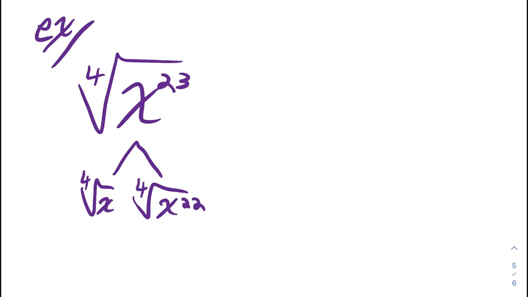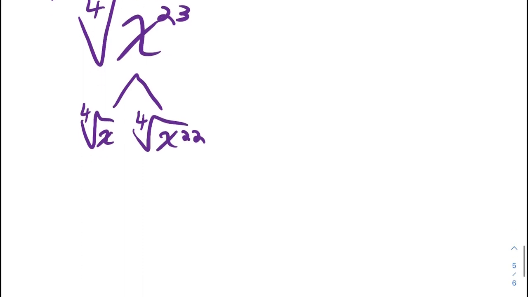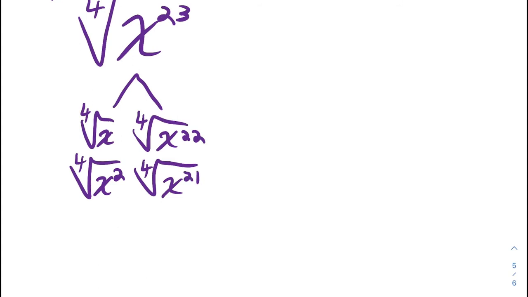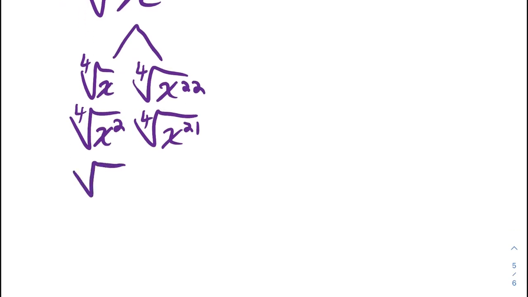1 plus 22 is 23, but that doesn't work because neither 1 nor 22 is divisible by 4. So I'll try the fourth root of x squared times the fourth root of x to the 21st. And that one doesn't work either because, once again, neither 2 nor 21 is divisible by 4. So I keep going and I look at the fourth root of x to the third and the fourth root of x to the 20th.